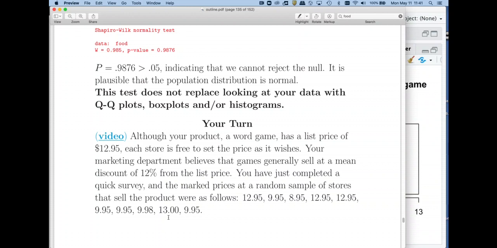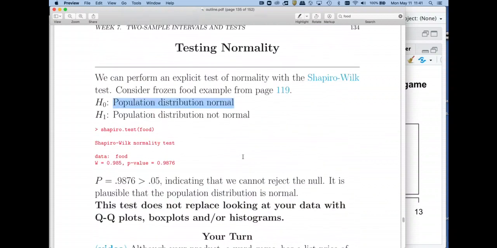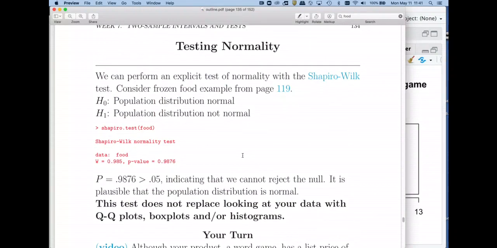If you watch my video on this particular problem, I will explain more about what we should do in this particular case. The point of this video is just to make you aware that the Shapiro test exists and can be used to inform your decision of whether normality is a plausible assumption.